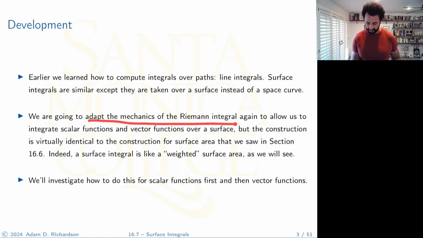We're going to adapt the mechanics of the Riemann integral again to allow us to integrate scalar functions and vector functions over a surface. But again, the construction is virtually identical to what we saw in the very last section, section 16.6. And in fact, just like with a path integral, you can really think of a surface integral as like a weighted surface area. And you're going to see that. It's basically like tagging every point on the surface with a particular weight and then adding up those weights. That's essentially what's happening here. We're going to do it for scalar functions first, and then we'll do it for vector functions about halfway through or so.